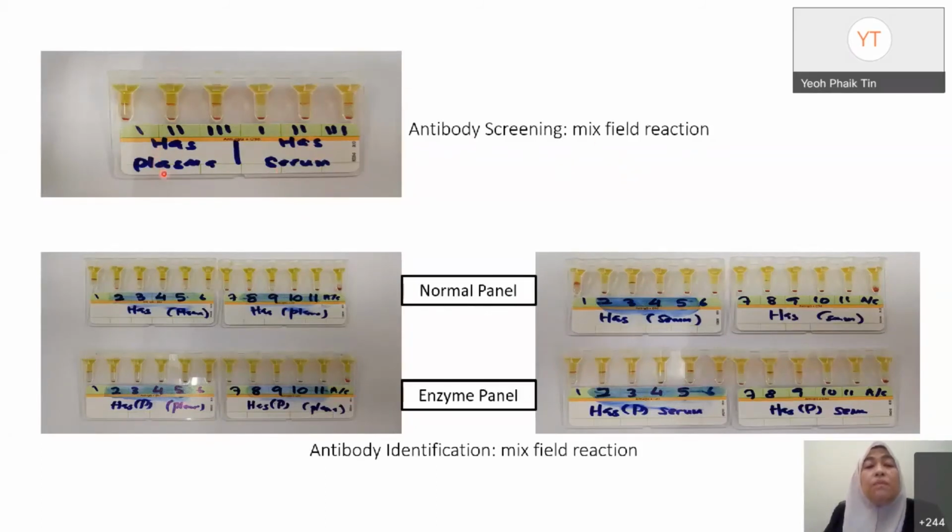We performed the test for plasma and serum to see any difference. However, the reactions are still the same. We also proceeded with the normal antibody identification by using the normal panel and also the enzyme panel. The result is also the same as the antibody screening between the plasma and serum. All showed the mixed field reactions.